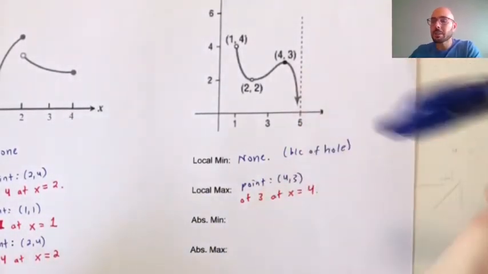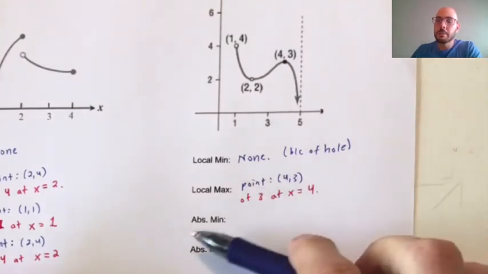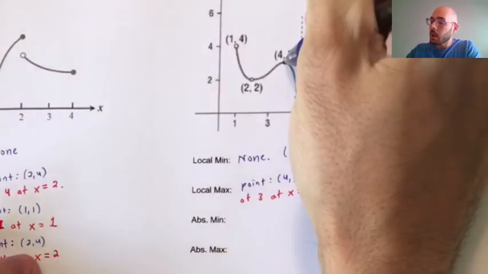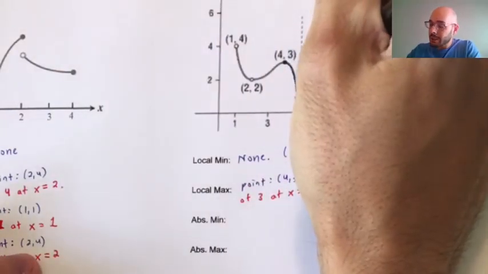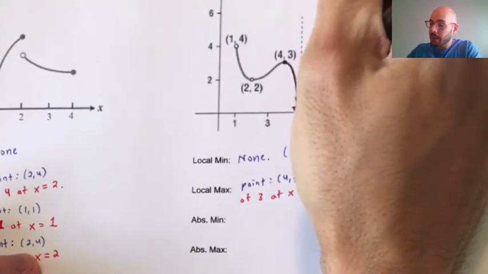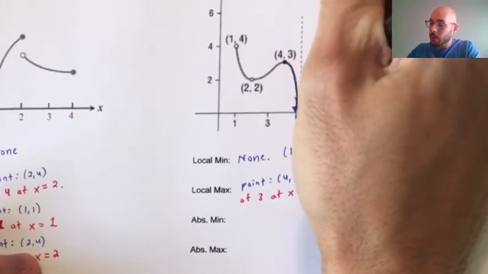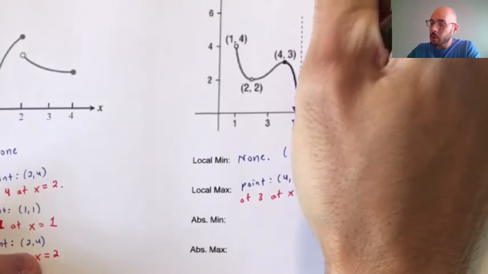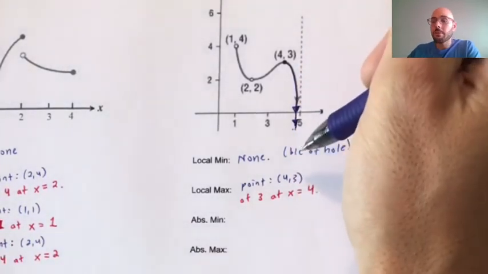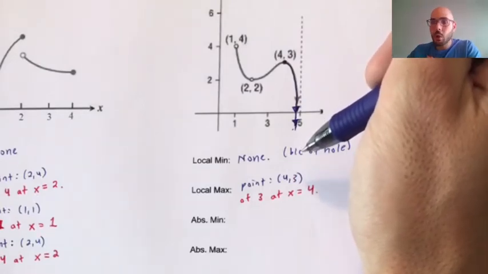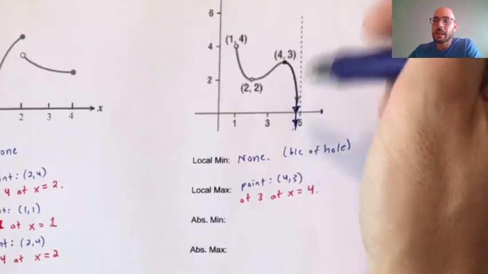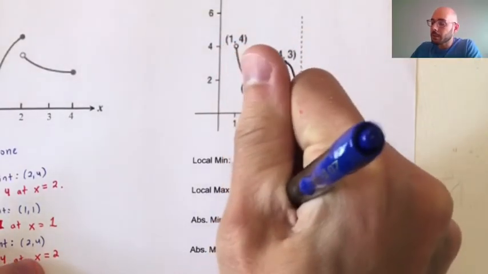Next up are absolute mins and maxes. So absolute minimum would be the absolute lowest point on the graph that we can see. So you want to notice that this graph points down forever. We have that arrow. So we know the graph goes down and down and down forever. But we can't see that far down. So we're going to have no absolute minimum. There's no restricted lowest point that the graph gets. It just goes down and down forever. So no absolute minimum.